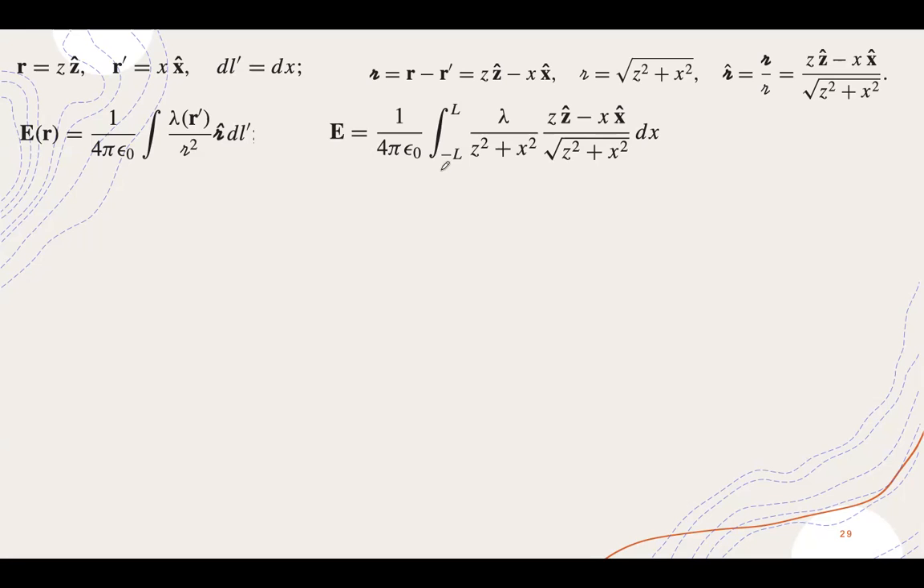So now let's substitute it. Okay. So once we substitute this, the limit is minus L to L. Okay. Lambda is given here. R square, we know that this is given as Z square plus X square, and R cap, we calculated as Z cap minus X cap divided by root Z square plus X square. DL prime is dx. Okay, so this is simple substitution. All right. So if you go like this convention and slowly move accordingly, then what we need to do is just integration over X.